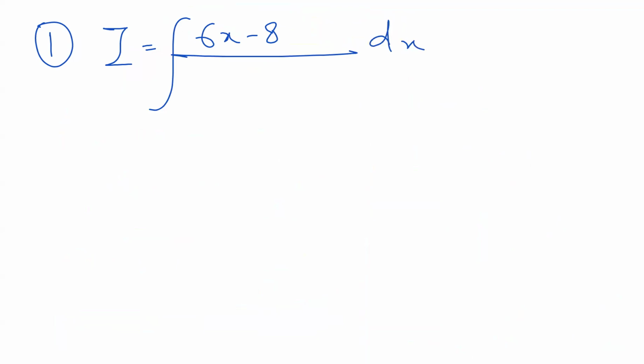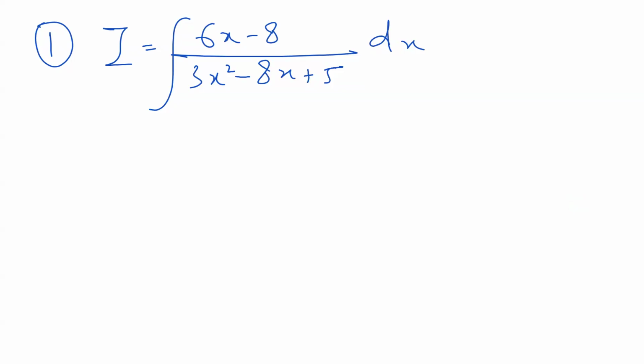Let's go to question number 1. Integration of 6x minus 8 dx upon 3x square minus 8x plus 5. Now in our earlier recording, I had solved question number 5 first and explained both the methods, by mistake. So I am starting it over here.